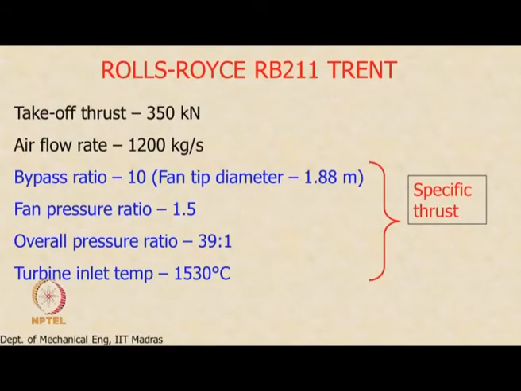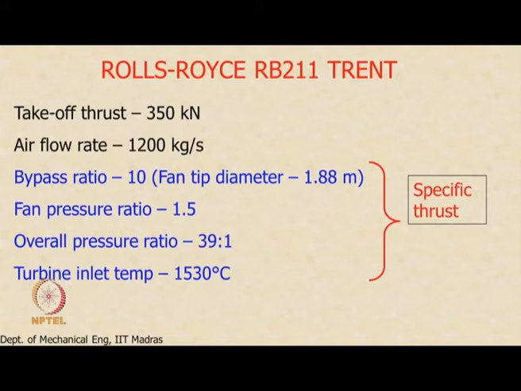Okay. The fan pressure ratio is 1.5. I told you that the fan is different from the propeller in that it increases the pressure of the air and then converts that pressure, or converts that enthalpy, into thrust by using a nozzle. So you can see that the pressure rise is very modest, it is only 1.5.